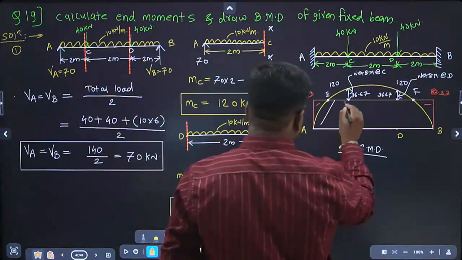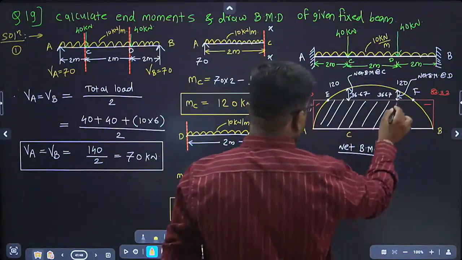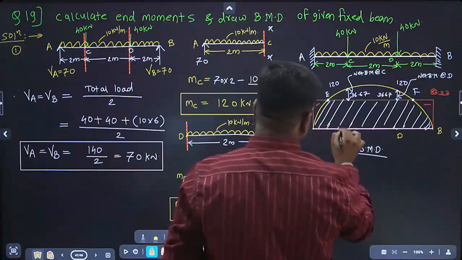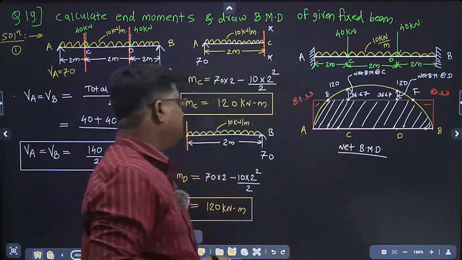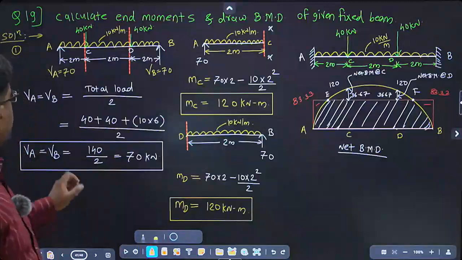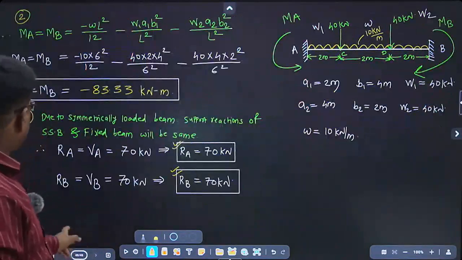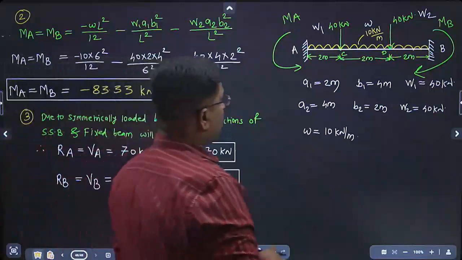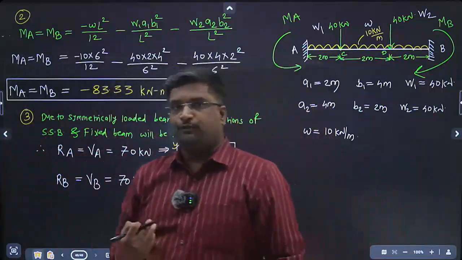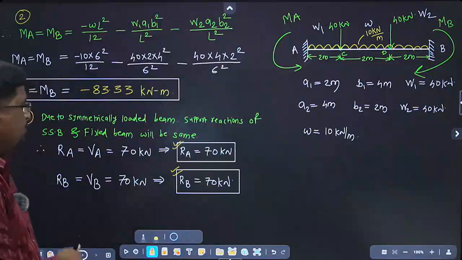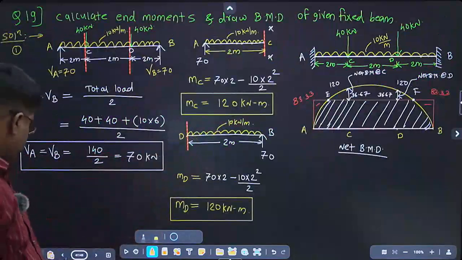You can hatch this common portion also if you want. Okay. Now, so this is our step. Now we have drawn the mu diagram, everything. Now you have to calculate the position of point of contraflexures.